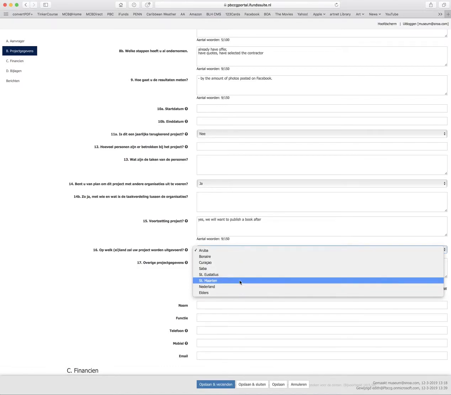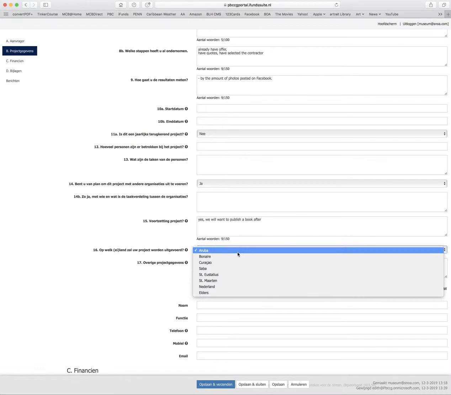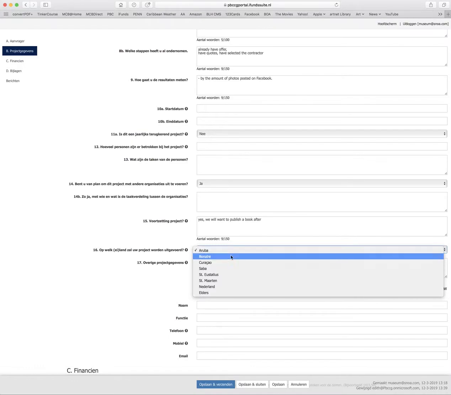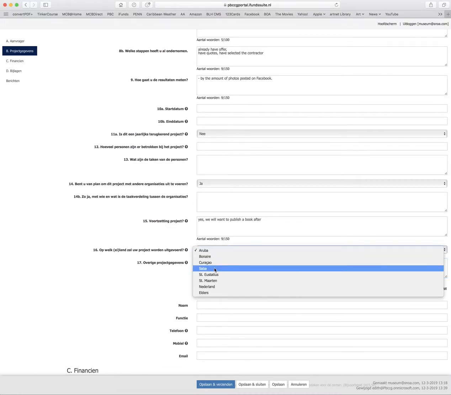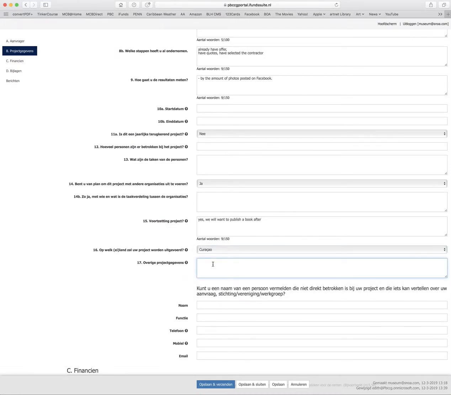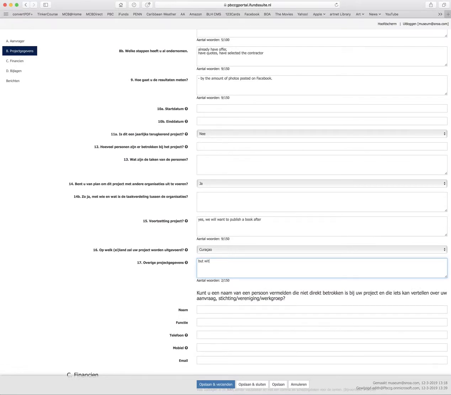Important is that you try, if it's on more than one island, just put down one of your islands, the one that's most important, and you can always add in overige projectgegevens. You can always add if it's, for instance, in my case it's Curaçao, but with cooperation with Statia, for instance.